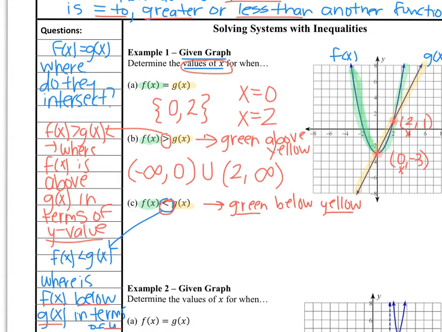So if you look on the graph, the green is below the yellow in the vertical way in terms of the y value just right here. So from the x value of 0 to the x value of 2. So our interval that we can write it is from 0 to 2. Okay? All right, so moving on to example number 2.